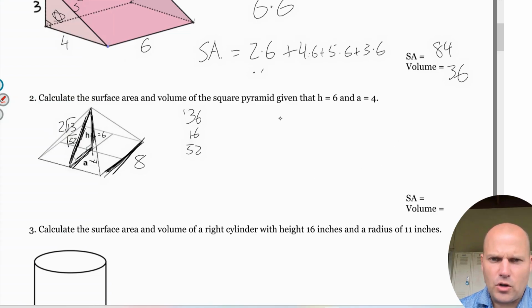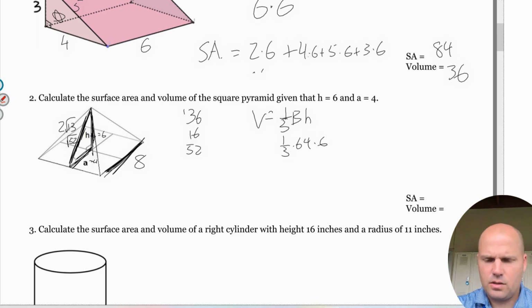Okay, volume, easy. One third the area of the base times the height. What's the area of the base? 64. What's the height? 6. Great.